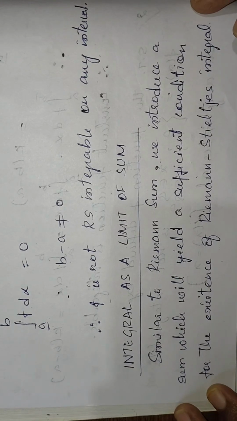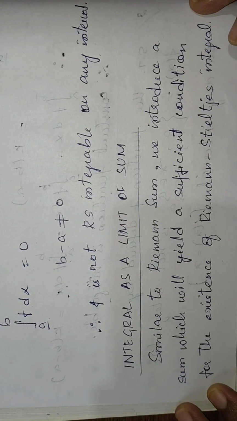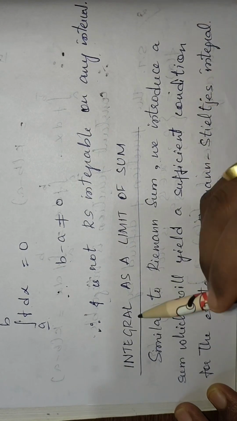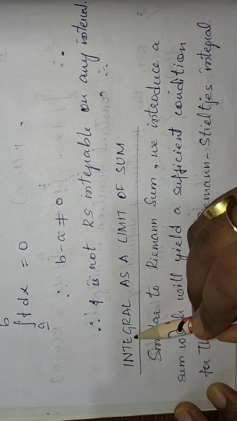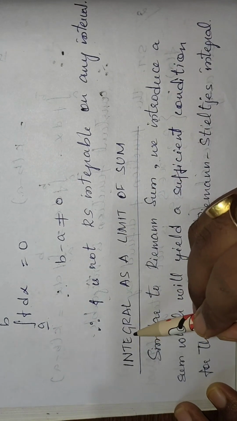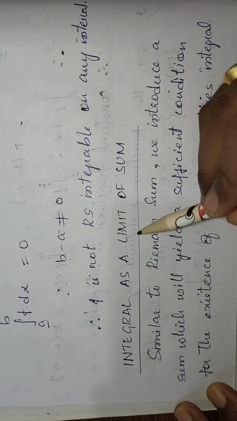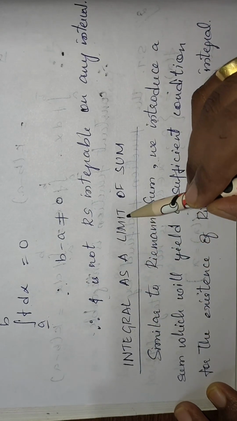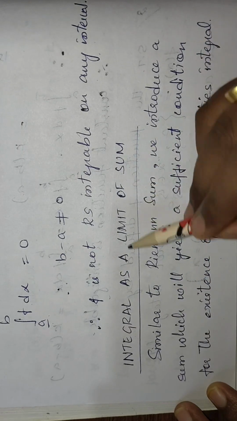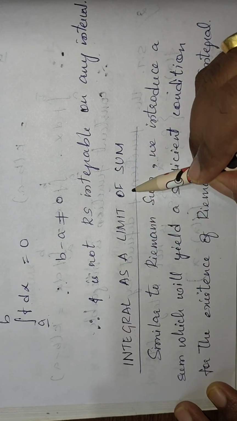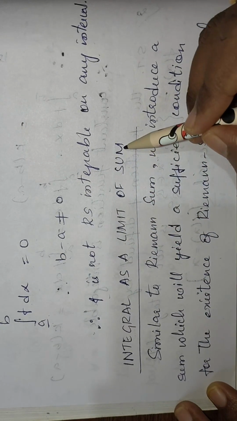Hello students. Now let's move on to the next topic: integral as a limit of sum. Integral means Riemann-Stieltjes integral expressed as a limit of sum. Okay, it simply means that, and you will come to know this clearly in the upcoming stages.